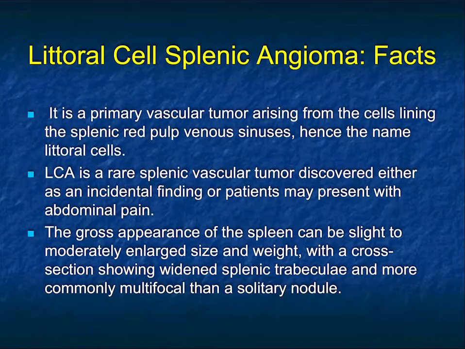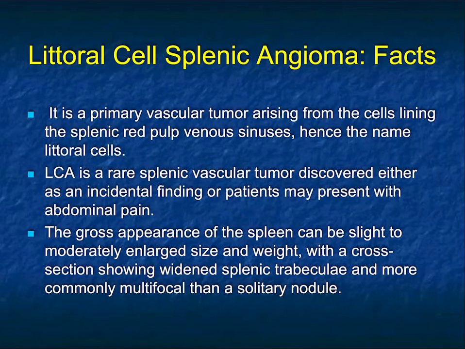I'm going to start with basically what ends up being 3 tumors that occur in the spleen, but the only way we typically make the diagnosis is by the pathology. Littoral cell splenic angiomas are benign lesions. They're vascular tumors arising from the cells lining the splenic red pulp, hence the name littoral cells. They're rare vascular tumors discovered either as an incidental finding or in a patient with abdominal pain. Most of the cases I've seen, which isn't all that many, were incidental findings.